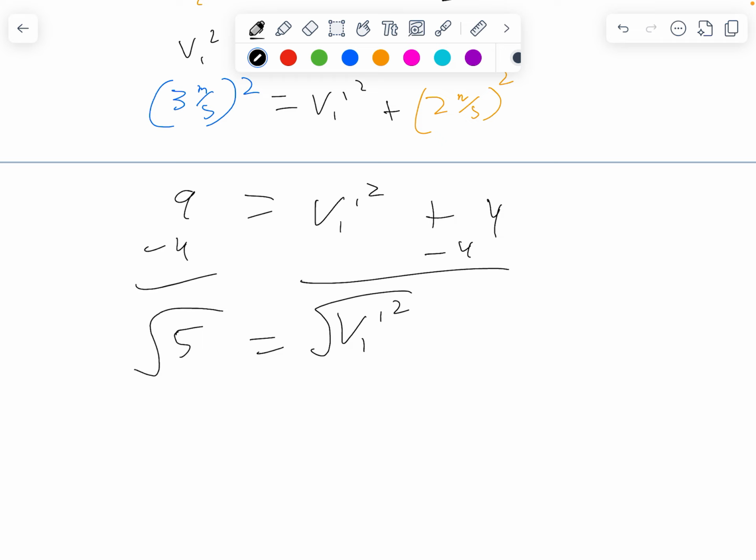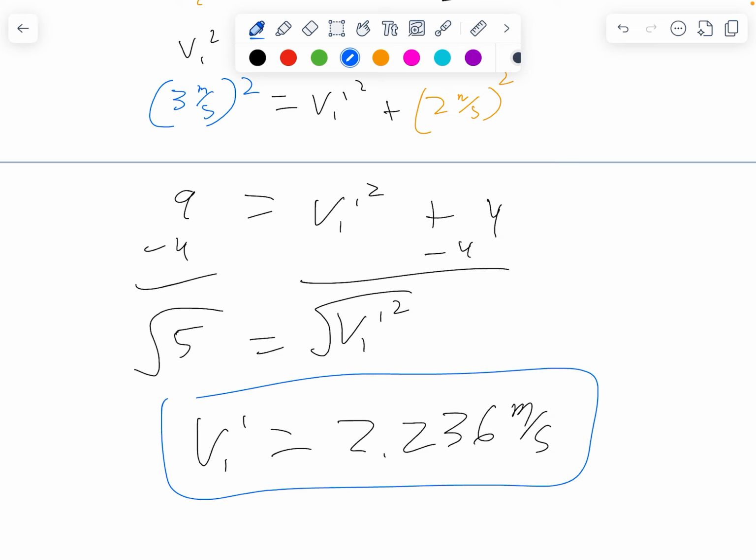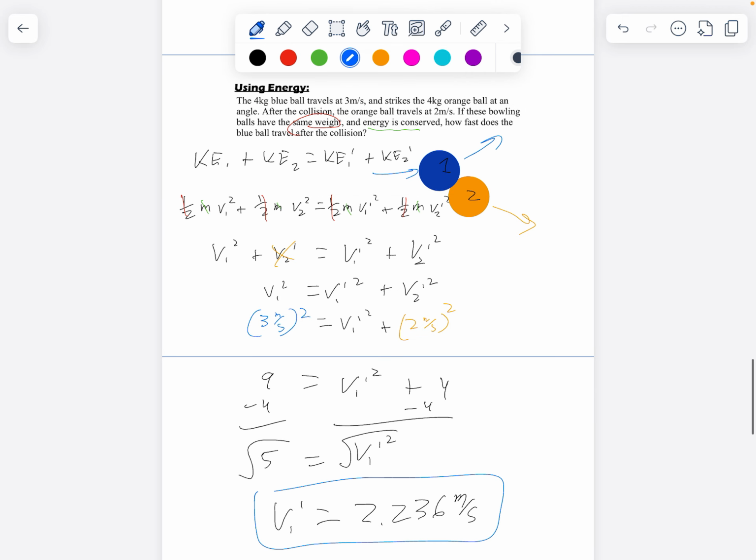And then just take the square root. So the speed of ball 1 after is the square root of 5, which I calculated before too: 2.236 meters per second. This belongs to the blue ball after. Done. No components, no angles. Much, much faster if we can use energy. Could we solve this with momentum? Yeah, we probably could. Would I want to? Nah, I don't think so.